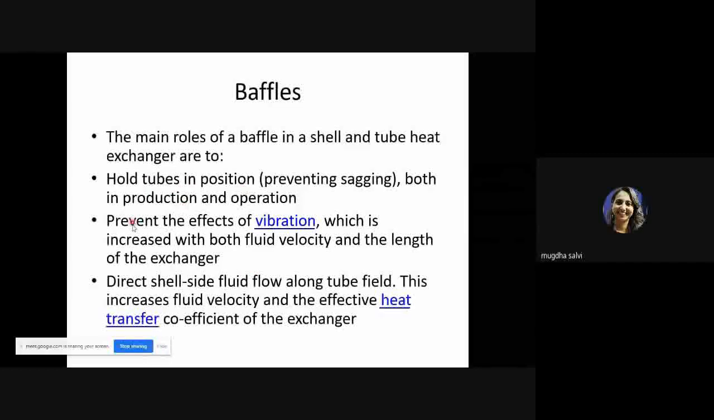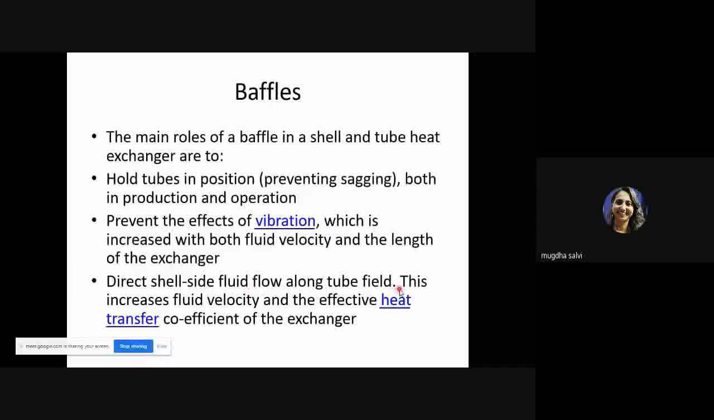Secondly, it prevents the effect of vibrations, which increase with both fluid velocity and the length of the exchanger. This you can easily understand. If there is a larger length pipe, automatically there are more vibrations when fluid is moving across it. And lastly, it directs the shell fluid flow along the tube fluid.